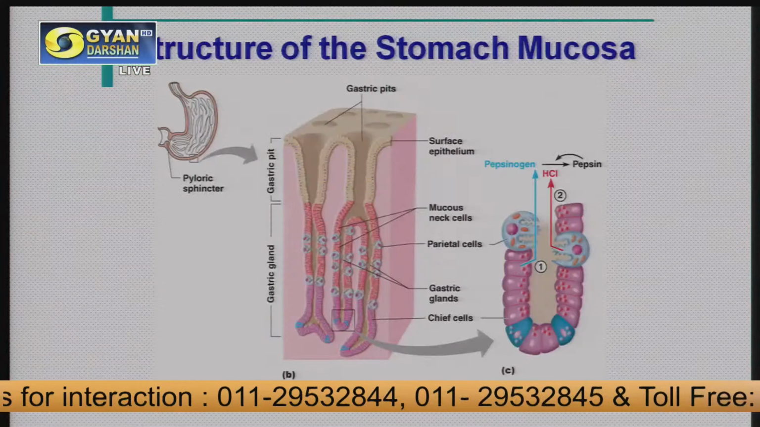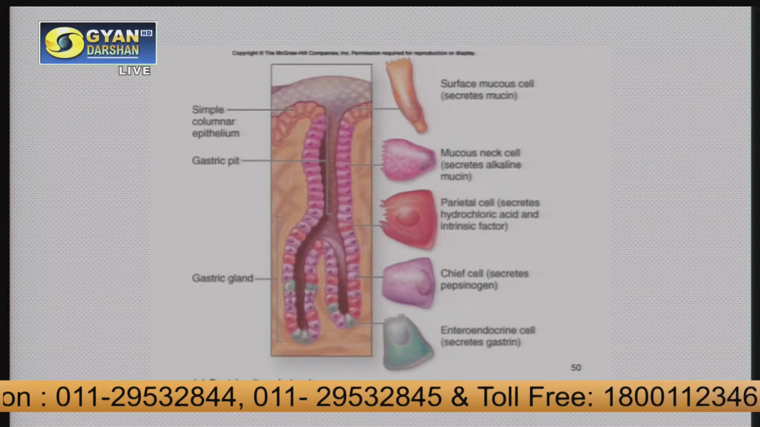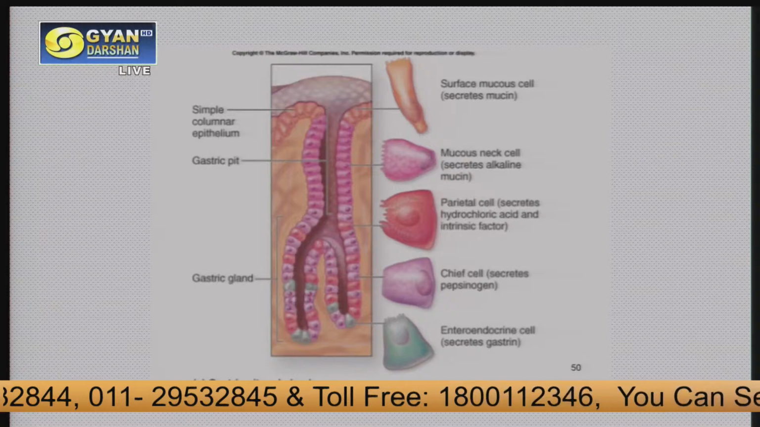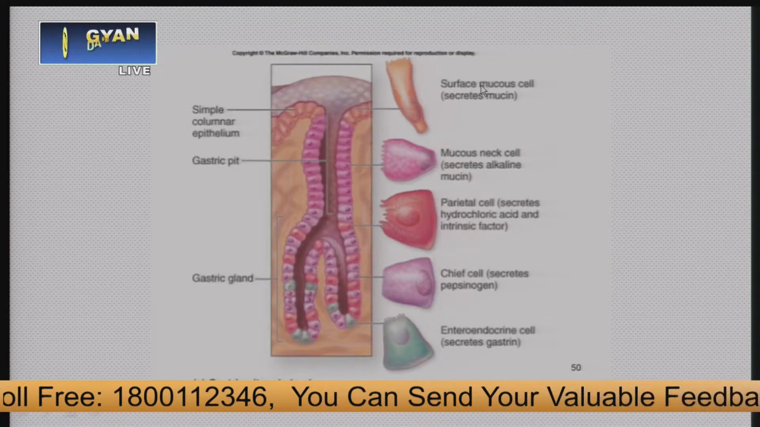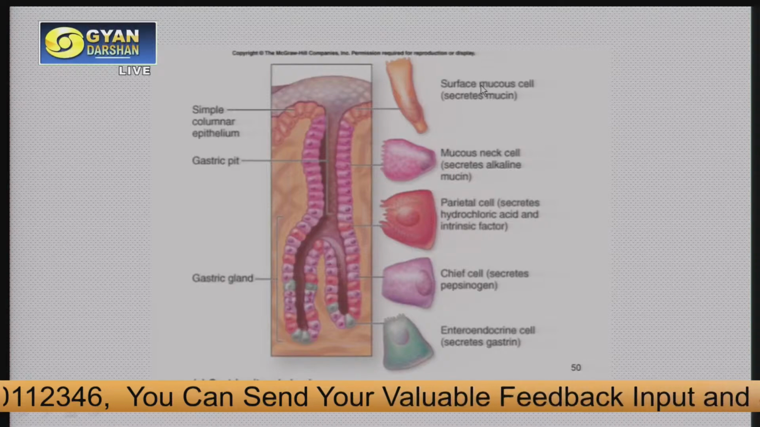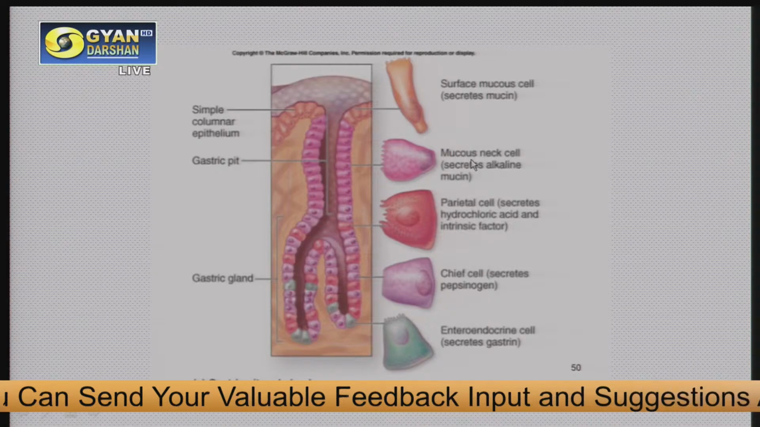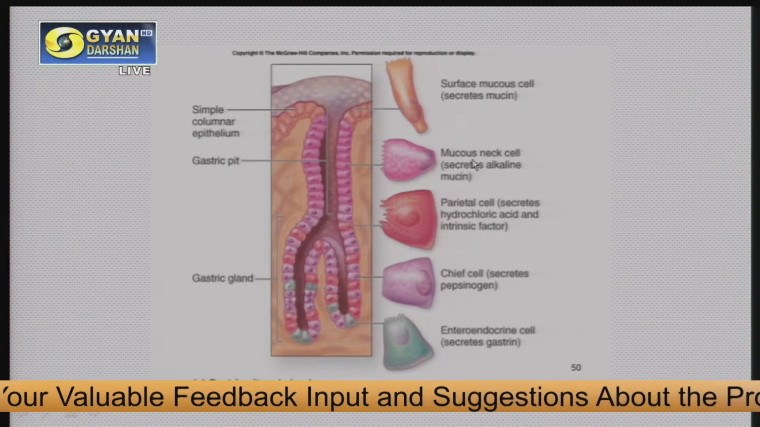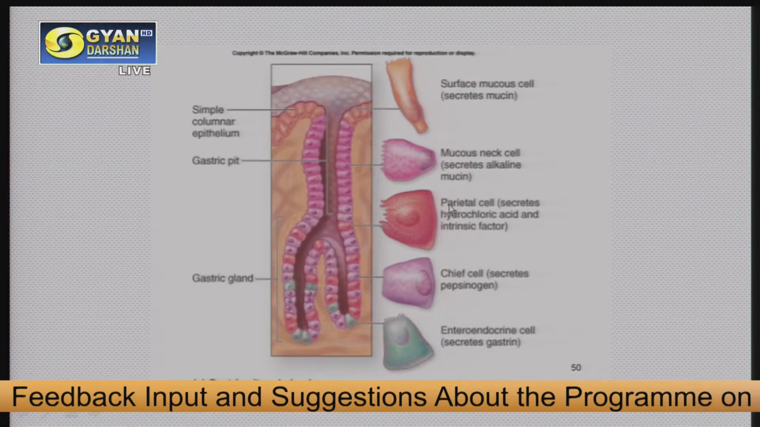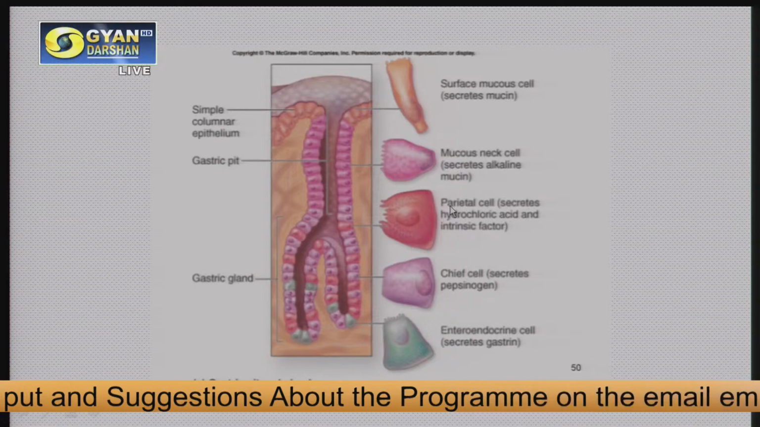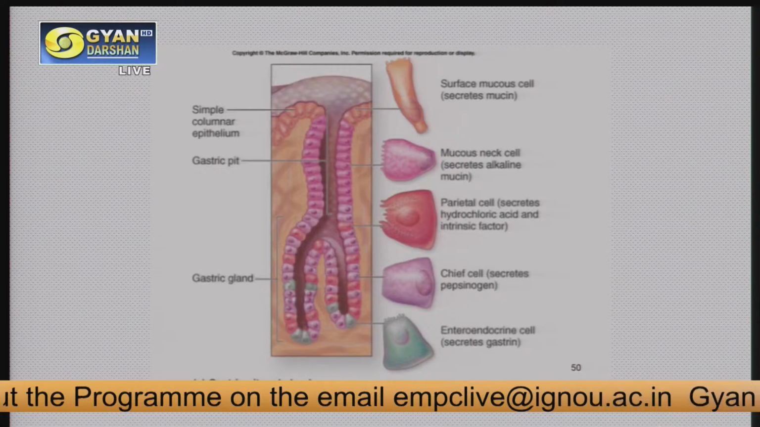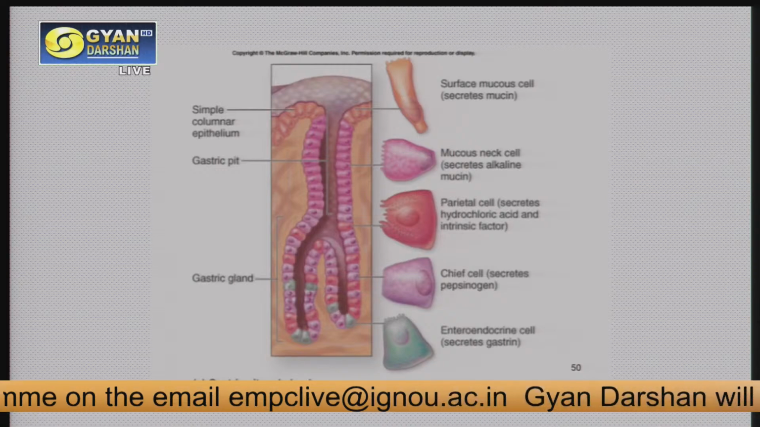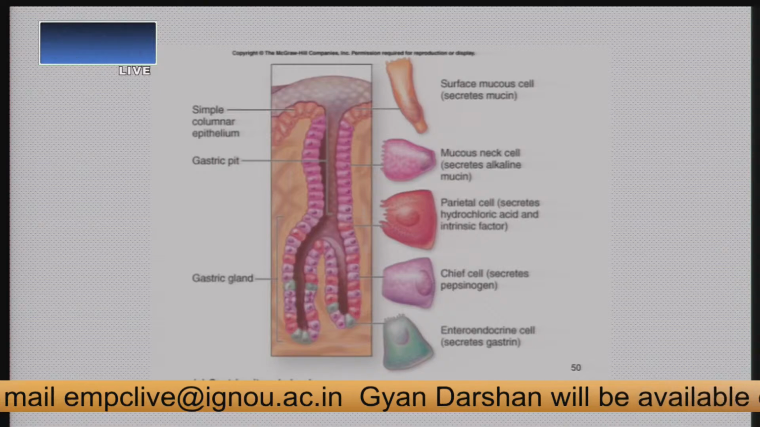Then we come to the gastric pits and the glands. Here you can see this is the surface mucus cell which secretes mucin. Then this is the mucous neck cell which secretes alkaline mucin. Then these are the parietal cells, as I mentioned earlier. They secrete hydrochloric acid and intrinsic factor, which is very important. Intrinsic factor के बारे में हम आपको आगे बताएंगे, जिसका बहुत important role है.